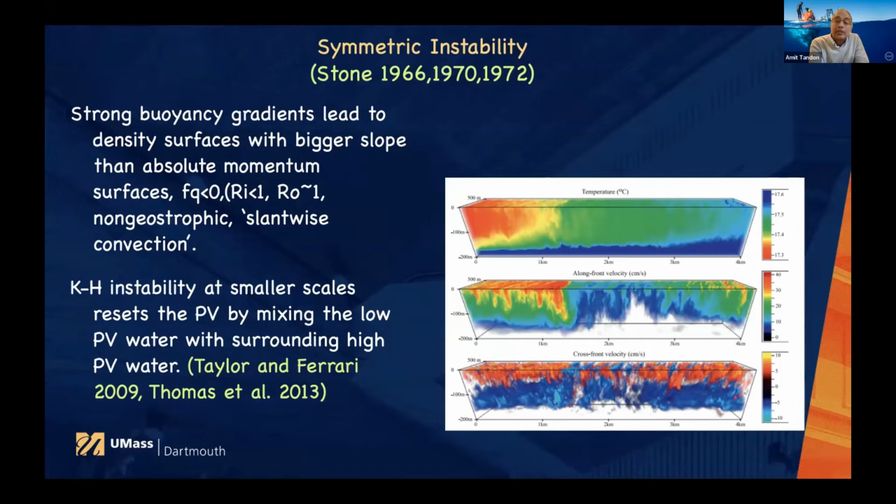The way the PV is being reset is by mixing the low PV water, which is being created by the suction of PV from above, with the high PV water from the interior. That happens by having Kelvin-Helmholtz instability at the smaller scales. So clearly, if we are going to resolve both symmetric instability and Kelvin-Helmholtz instability, then we have to go down to large eddy simulations of the kind that are shown here.